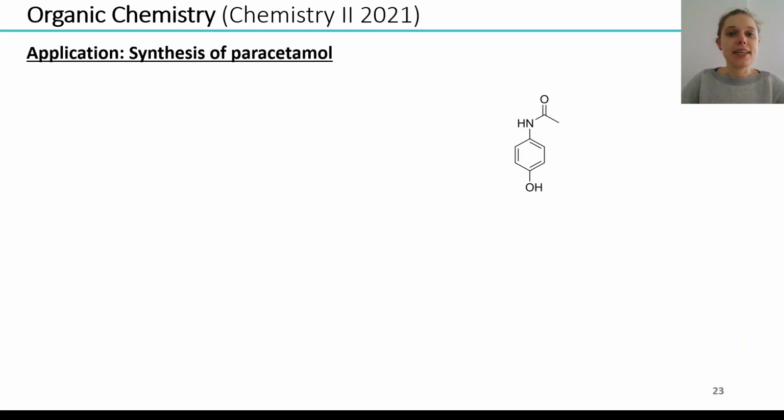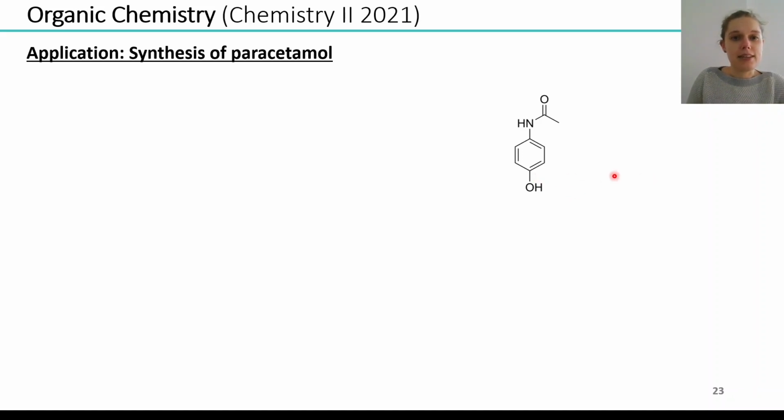Now at the end of this lecture, I would like to discuss with you another application example, which is the synthesis of paracetamol. And as you all know, paracetamol is an important painkiller. And if we now have a look at this molecule here, which is paracetamol, we can derive, based on the name already, the functional groups.